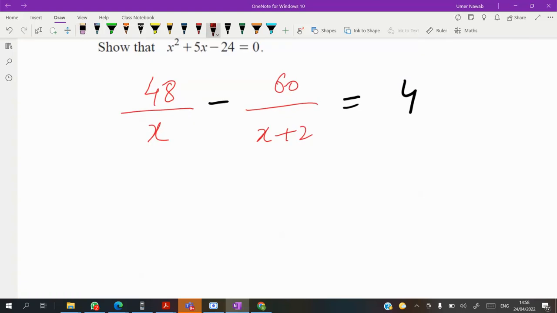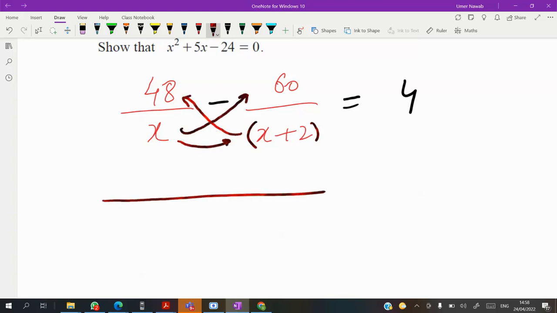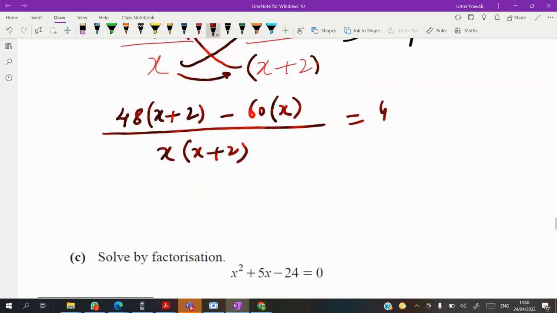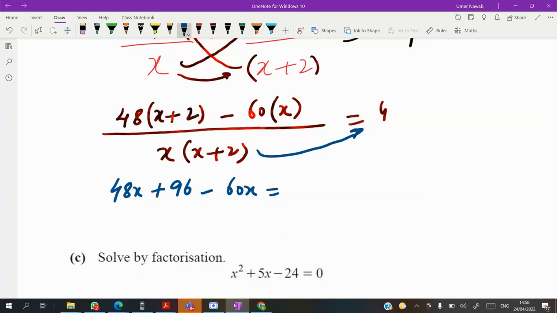This method has been taught a number of times to you. We do cross multiplication, and now in the denominator we will have X plus 2. So 48 is going to multiply with X plus 2, and 60 is multiplying with X, is equal to 4. Now open the numerator, and 48x plus 96 minus 60x. Here you send x and x plus 2 to the other side, so it will become 4x times x plus 2. I think it's better to expand the bracket, so it gives you 4x squared plus 8x.